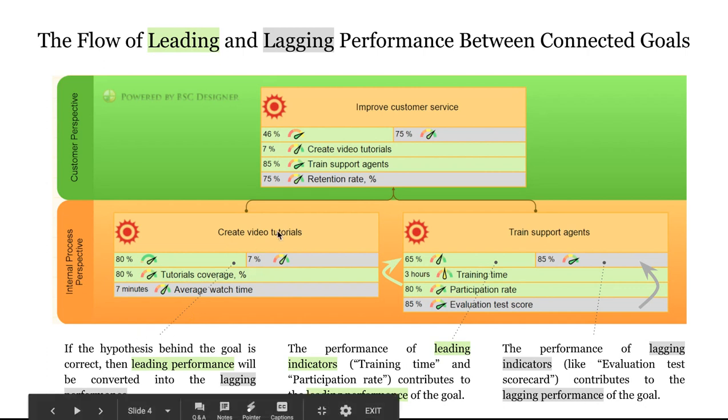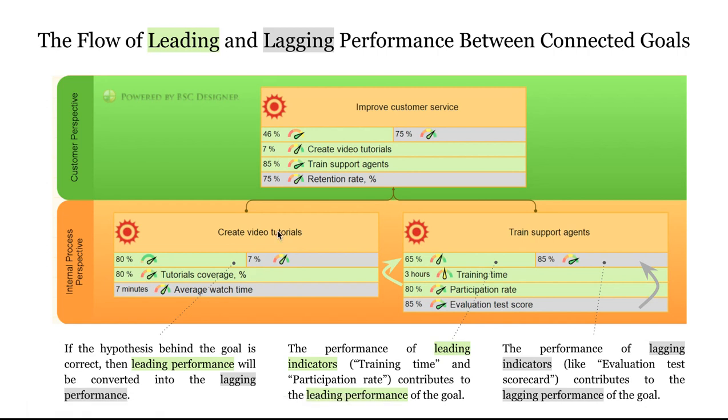Okay, so we have a leading part, we have a lagging part, and the leading part is contributed by the leading indicators, while the lagging part here is contributed by this lagging indicator, elevation test score, and the lagging part of create video tutorials is contributed by this lagging indicator. And of course, we can have more lagging indicators. Like for example, here I have two leading indicators, and the software calculates a weighted average for me. As well, if we had more lagging indicators here, the software would calculate a weighted average. This can be adjusted in the software, and it will finally be used here in the lagging performance of this goal.